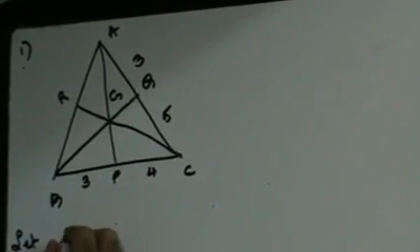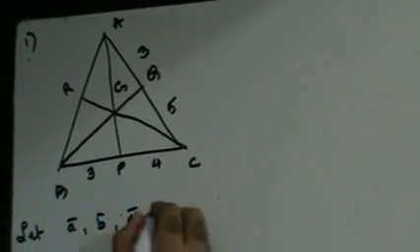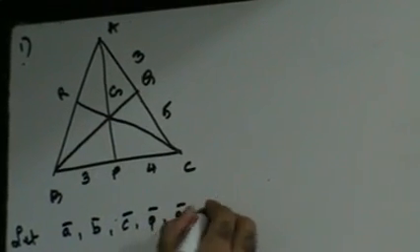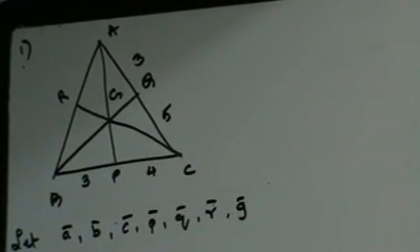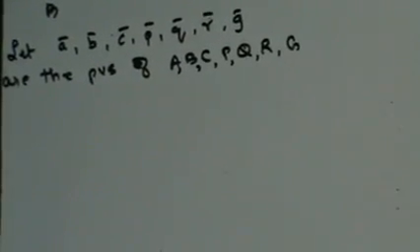Now let us assume that A vector, B vector, C vector, P vector, Q vector, R vector and G vector are the position vectors of A, B, C, P, Q, R and G. Right? Let's assume that these are the position vectors of these points.